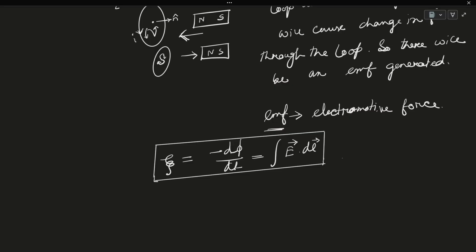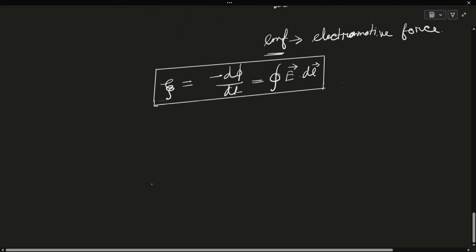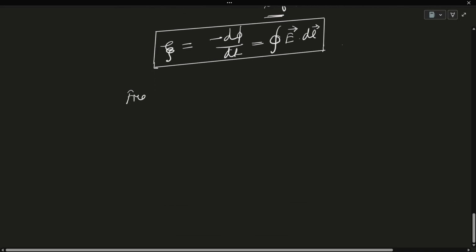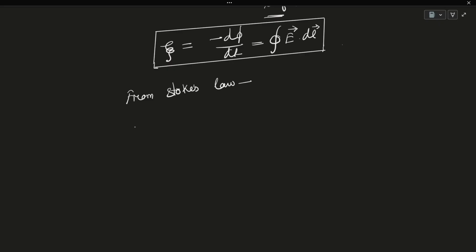Okay, now using Stokes law, this is the closed loop. So from Stokes law, I can write that ∮E·dl will be equal to the cross product of del with E, that means curl of E, and its surface integration, (∇×E)·ds.